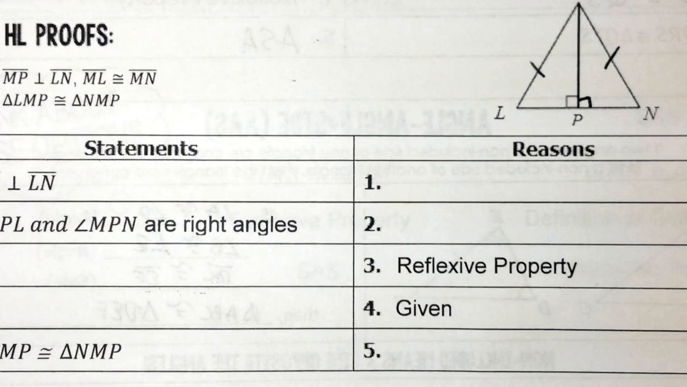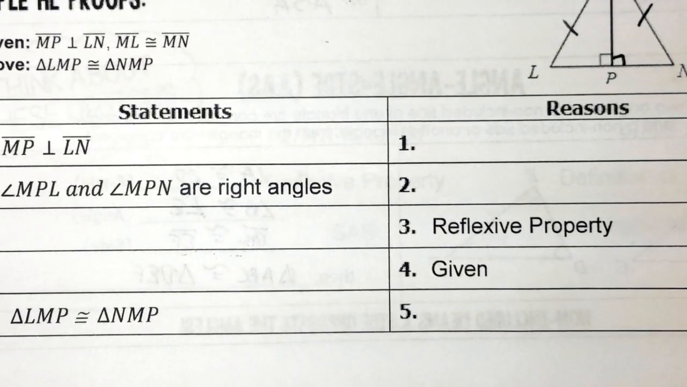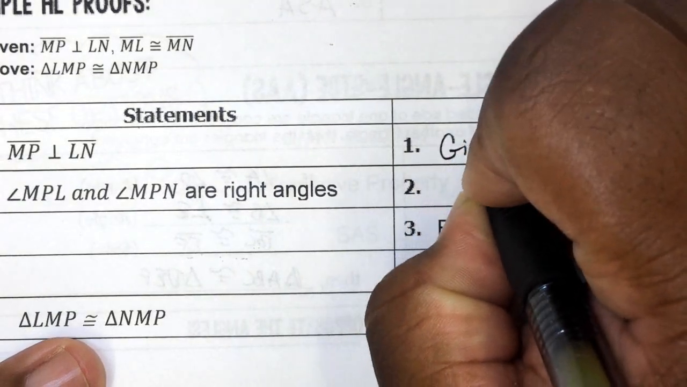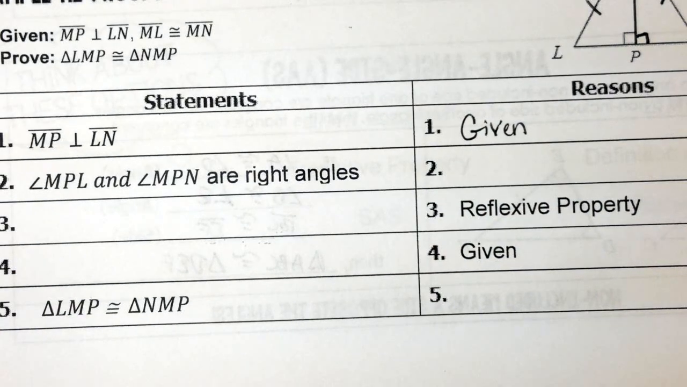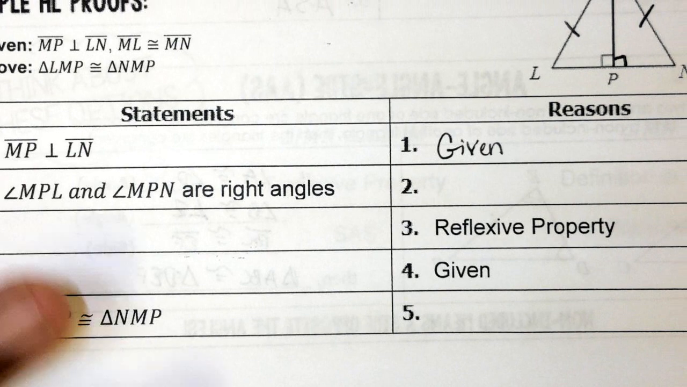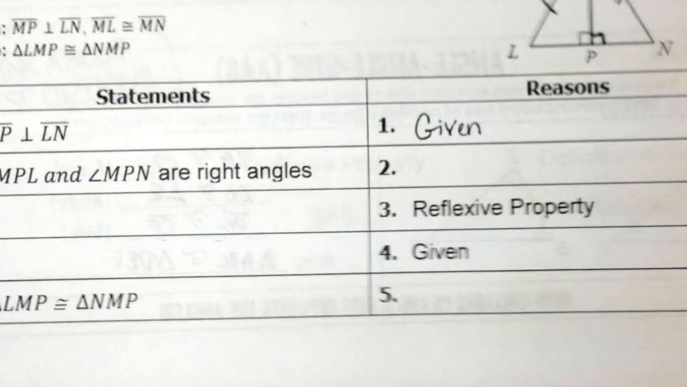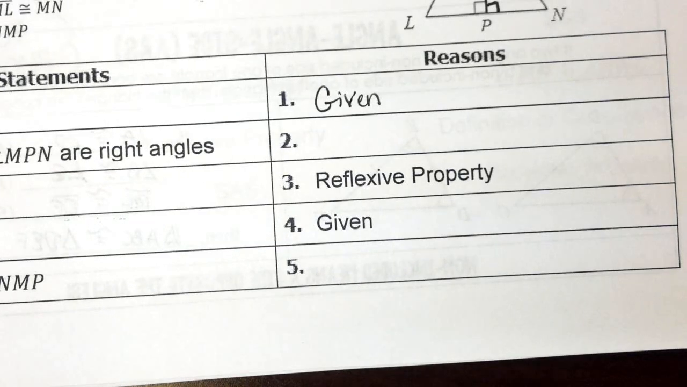Now we need to work our way through the proof. Starting out, MP is perpendicular to LN. Go ahead, Reese. Then after that, it says angle MPL is congruent to angle MPN. No, I didn't say that. I'm reading that wrong. Angle MPL and angle MPN are right angles. I'm sorry, they didn't say they're congruent, even though they are congruent. They just said they're right angles. How do they know they're right angles? It must have been something that told them that.